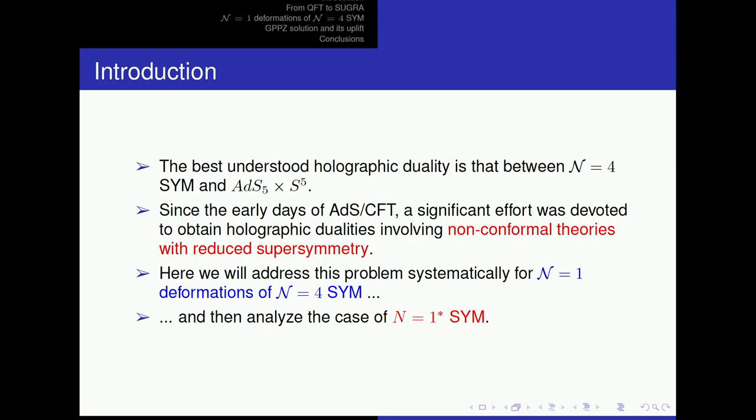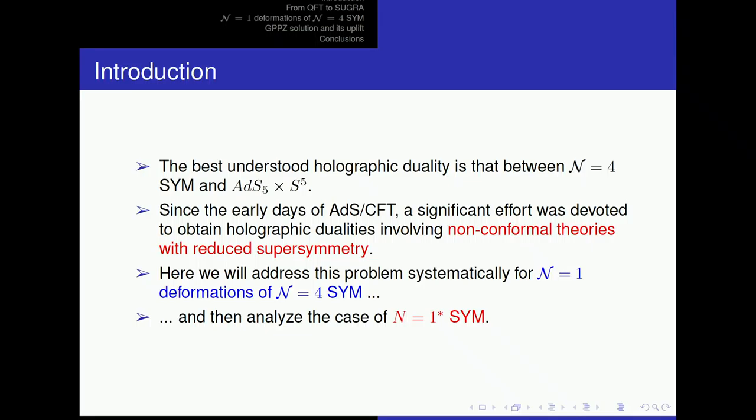Many of the things that we'll discuss have generalizations in other dimensions or for theories with less supersymmetry, but I will try to stay with the cleanest possible setup, to see how far we can go. Then towards the end, I will analyze the simplest case of this class of theories, which is the N=1* supersymmetric theory.